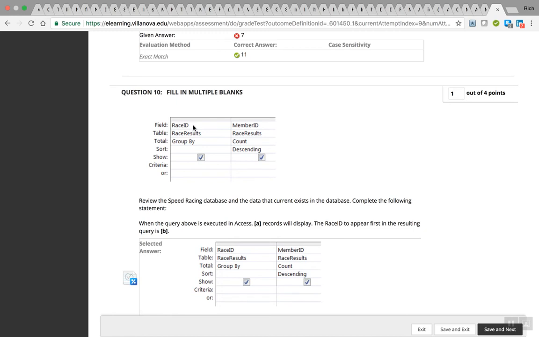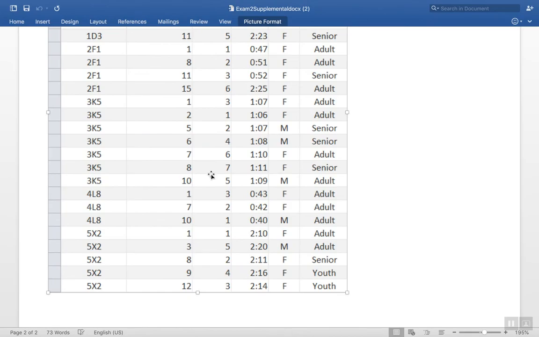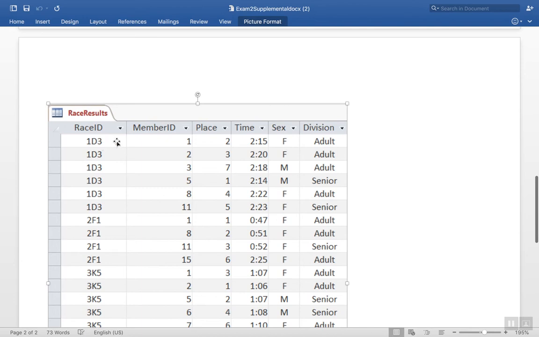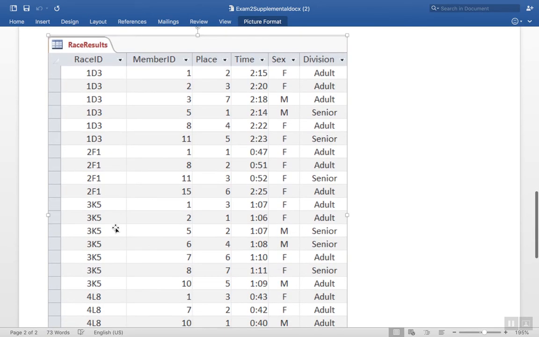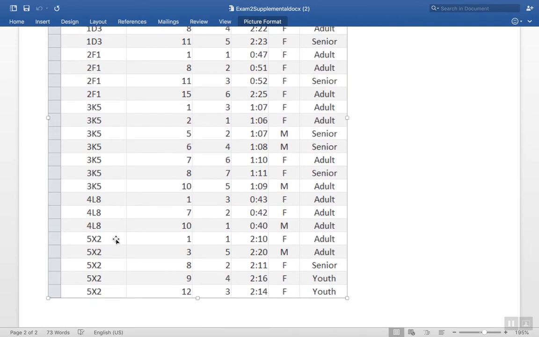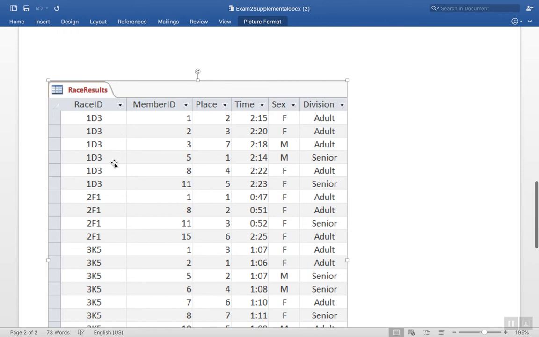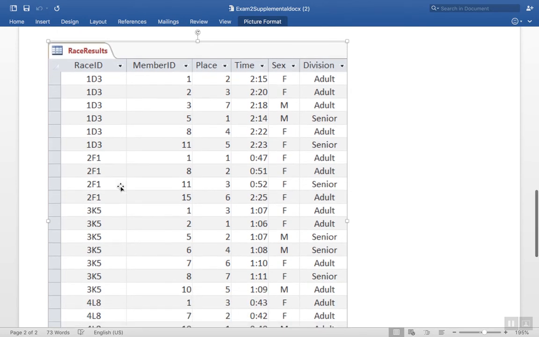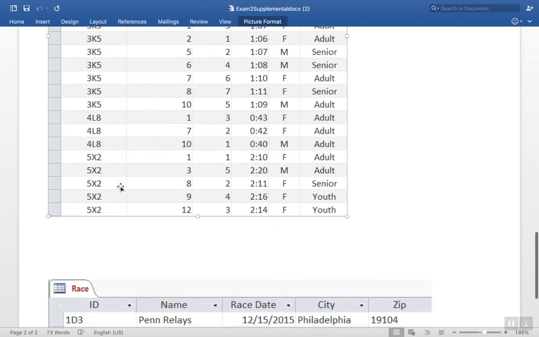So what we've actually got, if we look at unique race IDs, is 1, 2, 3, 4, 5. So there's 5 different races that we have different results for different members. 2, 3, 4, and 5. Okay, so those are 5.